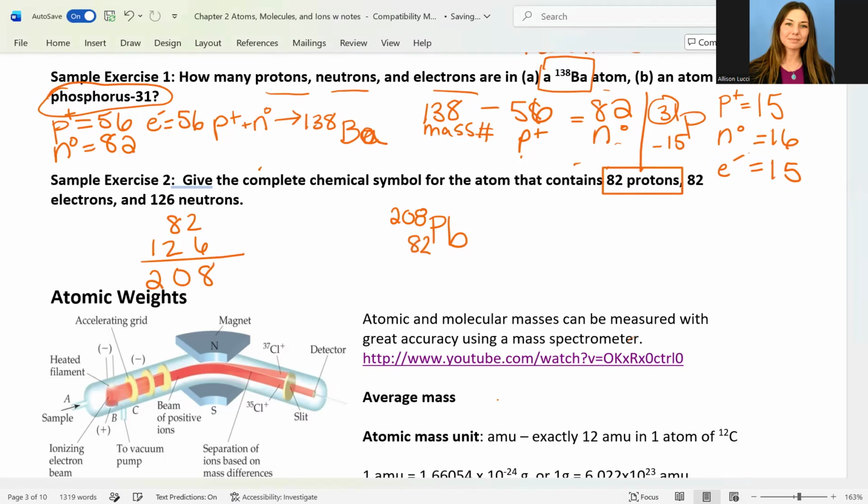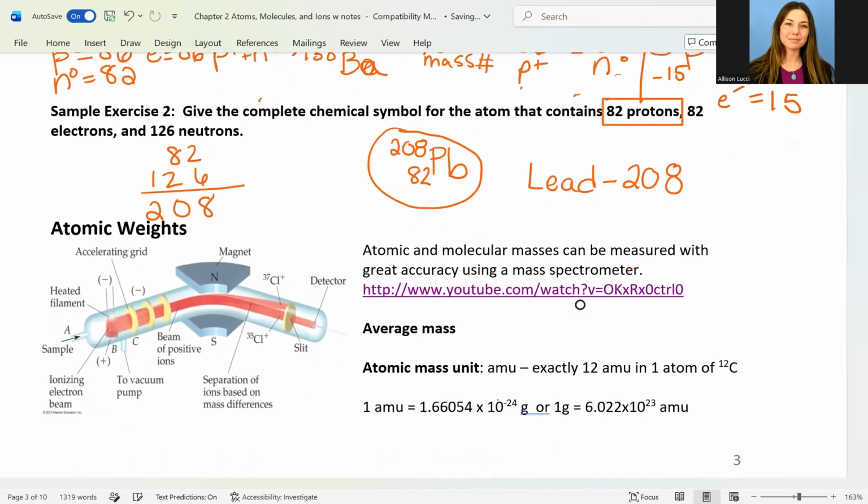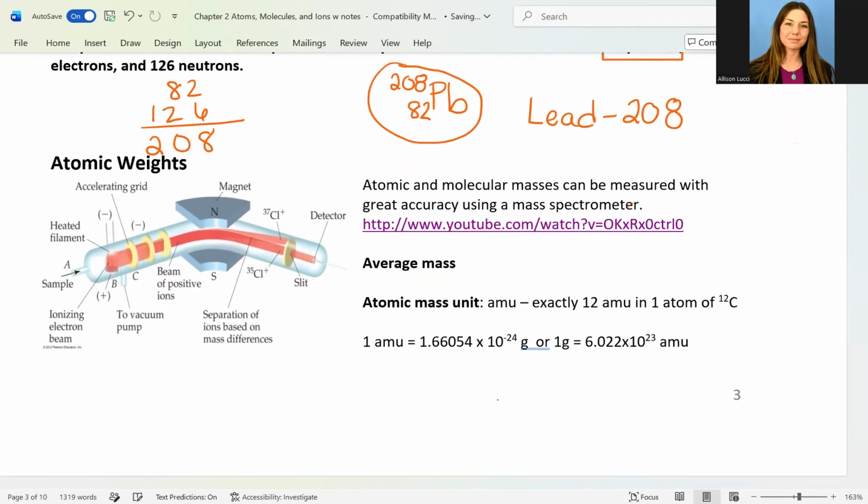So if we wrote out the number of protons, it would look like this. If we write the mass number and protons, we have this chemical symbol here. We can also write the isotopic form like this, lead-208. So this is the chemical symbol for an atom with 82 protons, 82 electrons, and 126 neutrons.